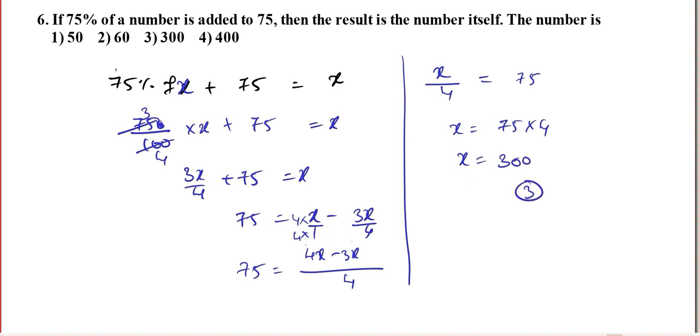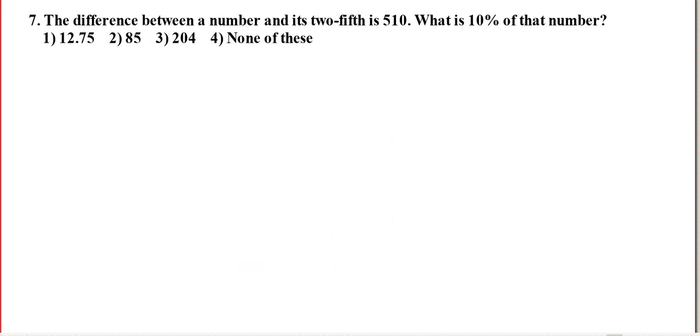Okay, now let us go with the next question, the seventh one. The difference between a number and 2/5 of the number is 510. Then what is 10 percent of that number? What is given: suppose that number is x, and the difference between that number and 2/5 of that number gives us 510. So from this, x minus 2x by 5 is equal to 510.